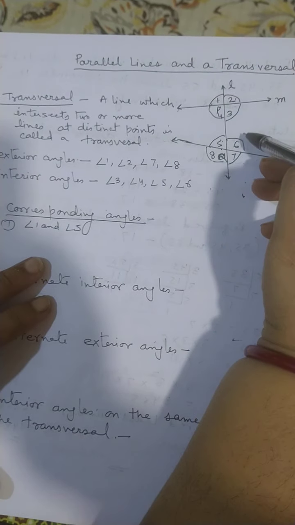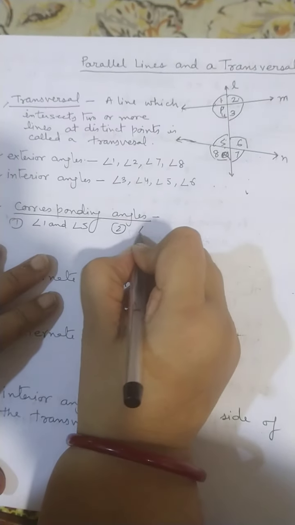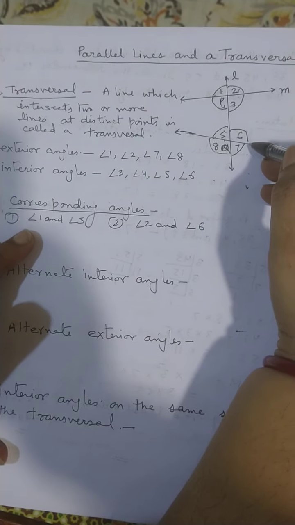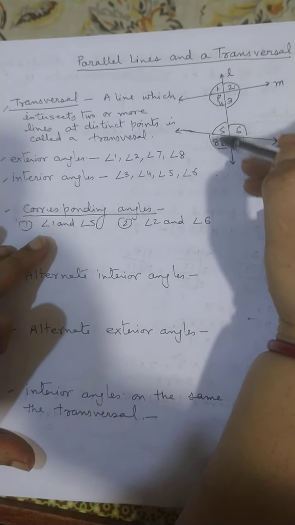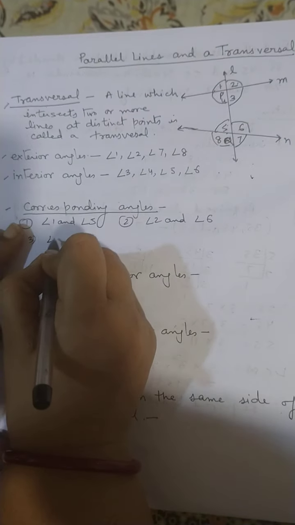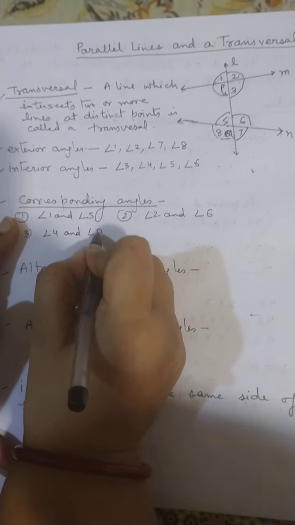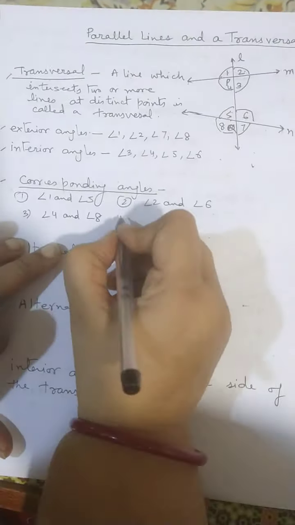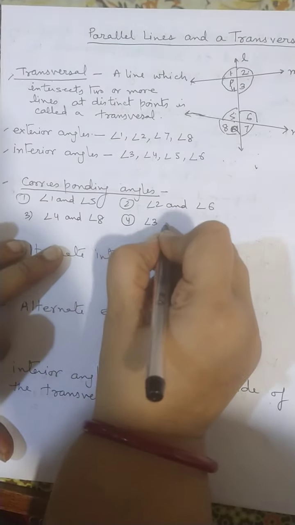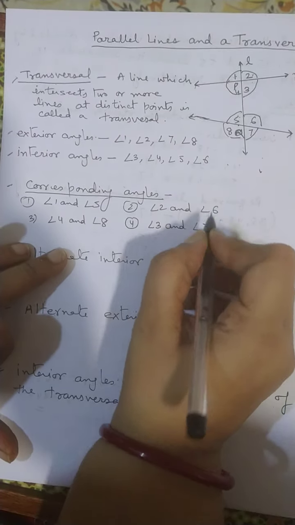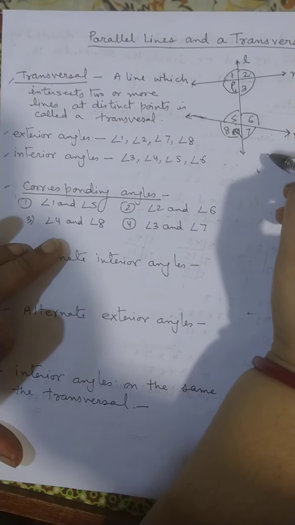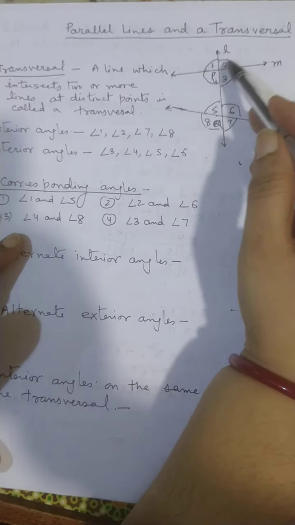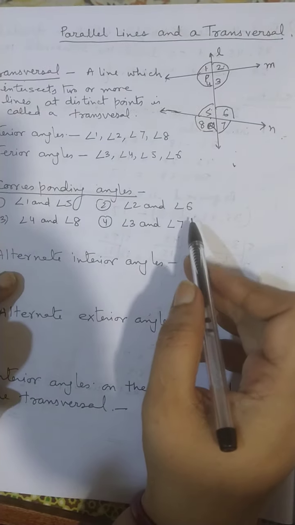Same way, angle 2 and angle 6 is the second pair of corresponding angles. Then angle 4 and angle 8 is the third pair of corresponding angles, and angle 3 and angle 7 is the fourth pair of corresponding angles. So when a transversal intersects two lines, we get four pairs of corresponding angles.